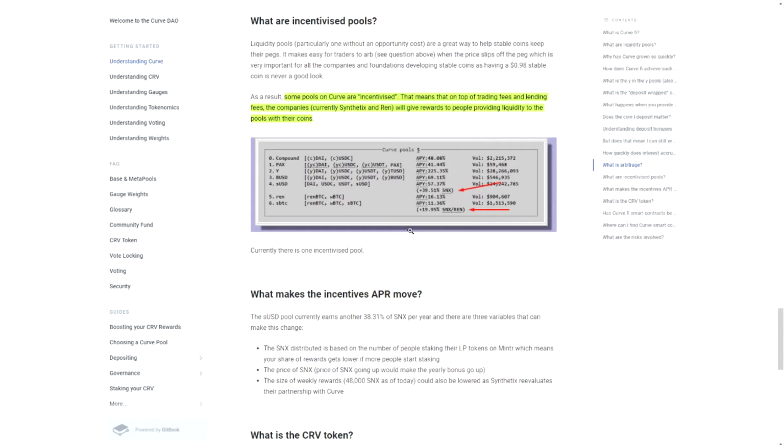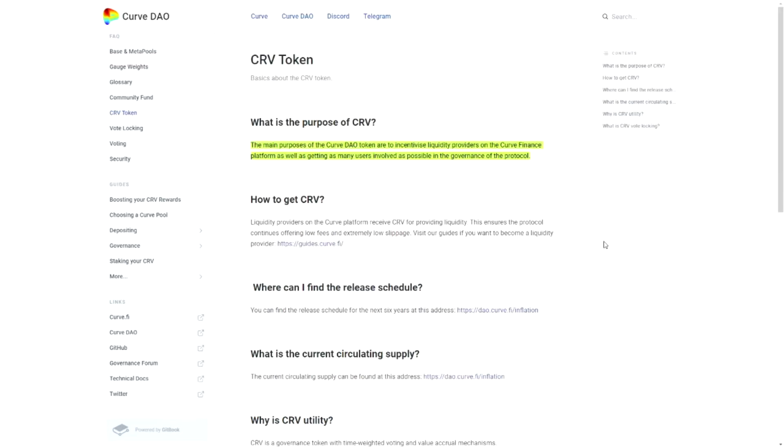Keep that in mind. So if you want to sum it all up, Curve is basically a system to swap the different stablecoins as efficiently as possible, with as low fees as possible and with as low slippage as possible. So it must probably not come as a surprise if you open up the white paper, you'll see that the original name was StableSwap. This summer, however, there was a lot of speculation on the launch of the Curve token.